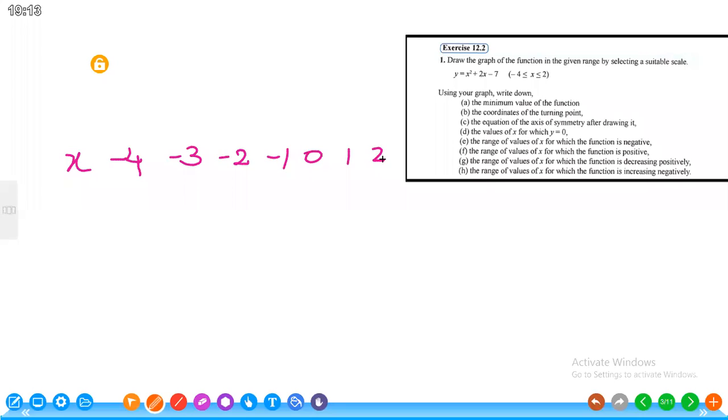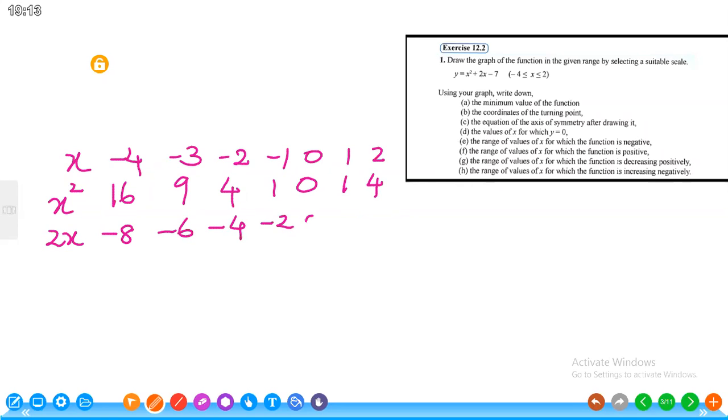Then you have to find the values of x squared, right? When x is equal to negative 4, x squared is plus 16. When x is equal to negative 3, x squared is plus 9. When x is equal to negative 2, x squared is plus 4. When x is equal to negative 1, x squared is plus 1. Here 0, here 1, here 4, right? Then you have to find the values of positive 2x. When x is equal to negative 4, the answer is negative 8, negative 6, negative 4, here negative 2, here 0, here 2, here positive 4.